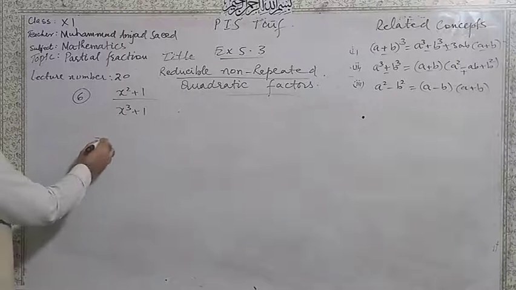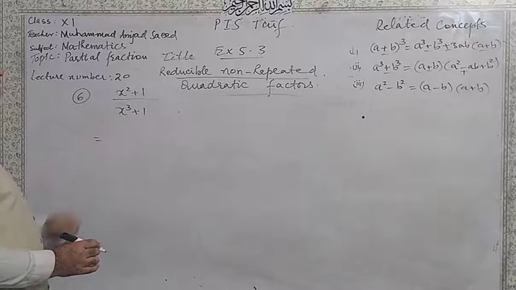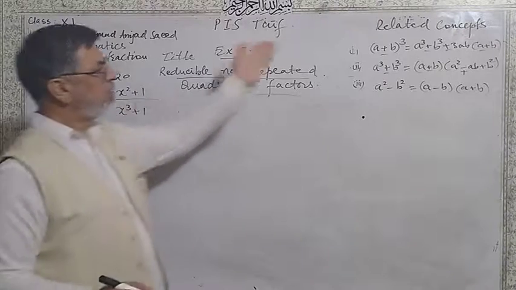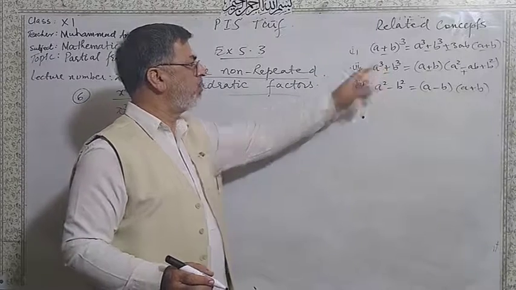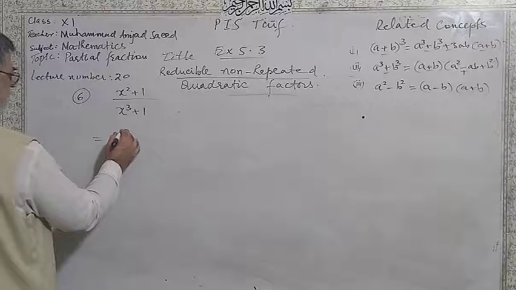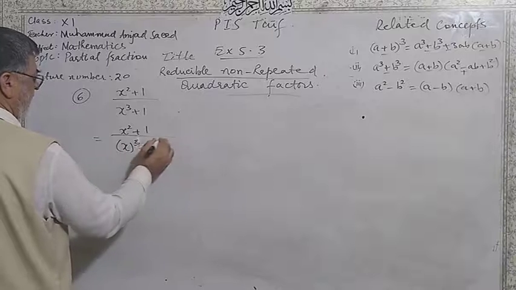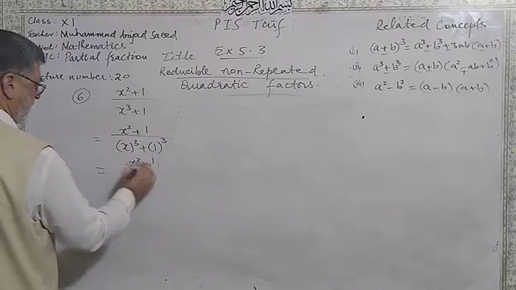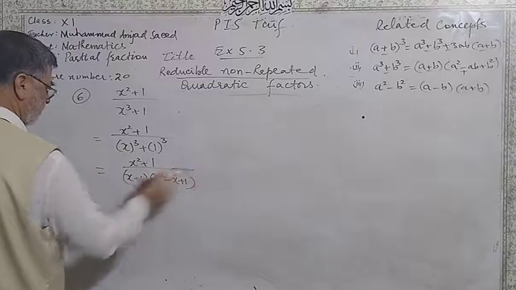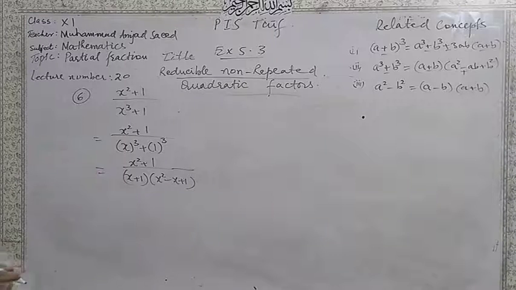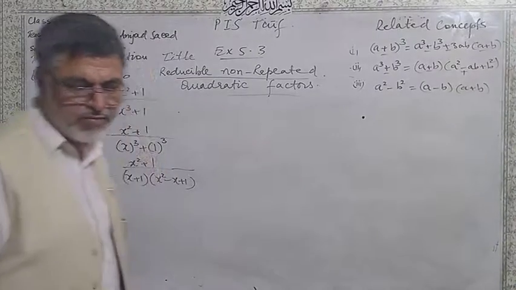Remember that this is a proper fraction, but in the denominator you can reduce it into the formula of part of formula number 2. You can open up this one, x square plus 1 over x cube, x whole cube plus 1 cube. X square plus 1 over x plus 1 into x square minus x plus 1. So first of all, we will open up the formula a cube plus b cube and then simplify.